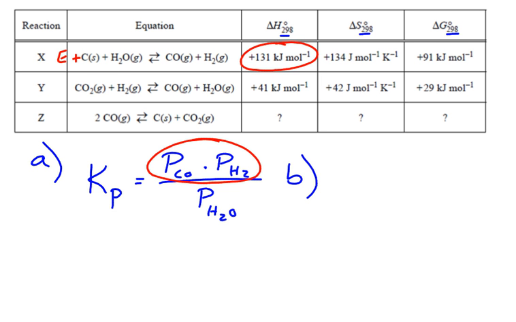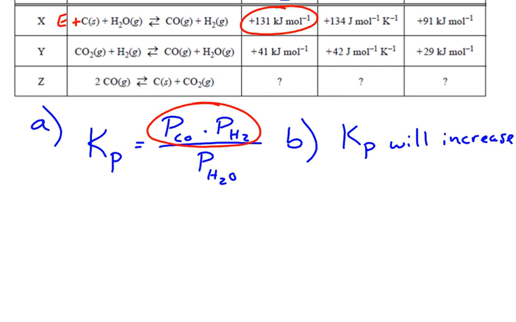Right? Just state what's happening. It's endothermic, drives to the right, more products will be made. Okay? So Kp definitely increases though. All right. 1 point.